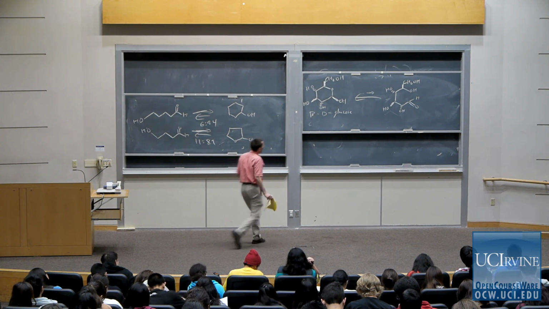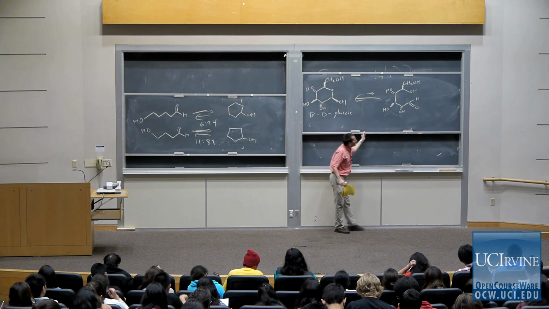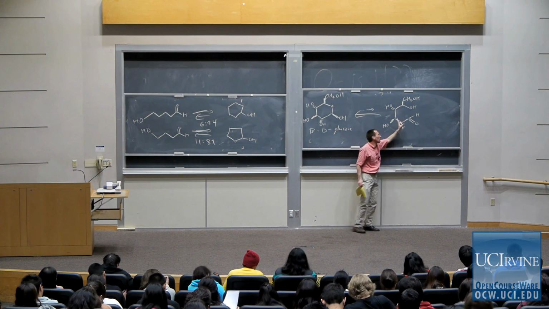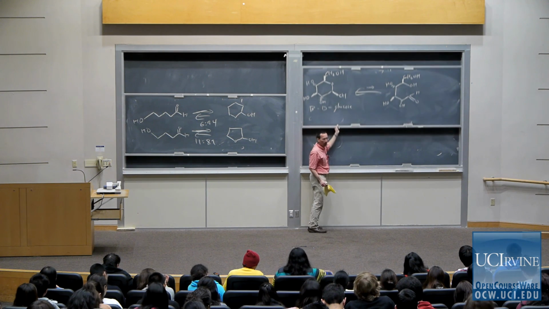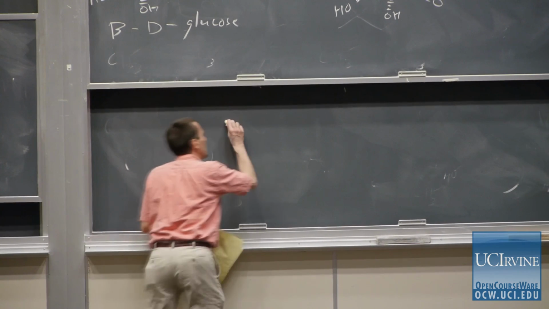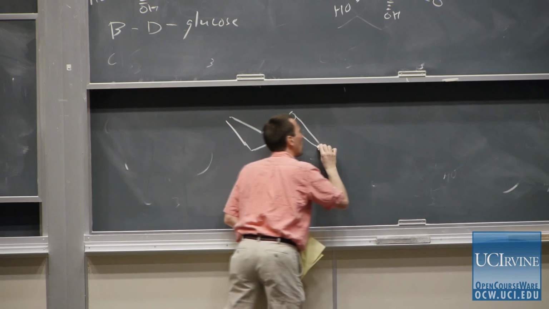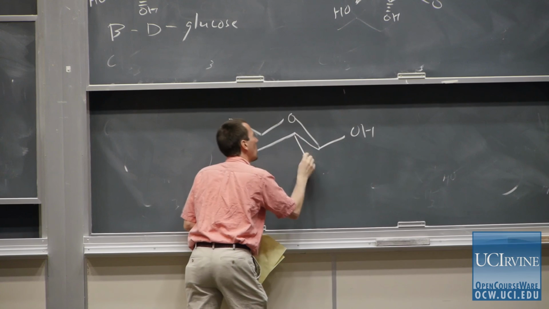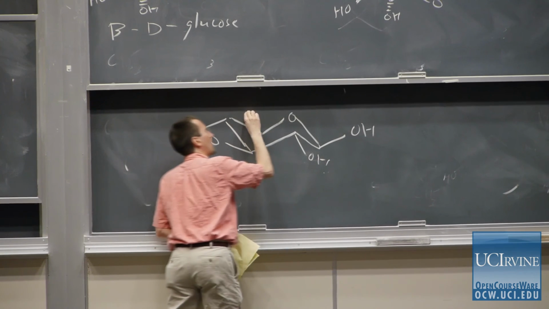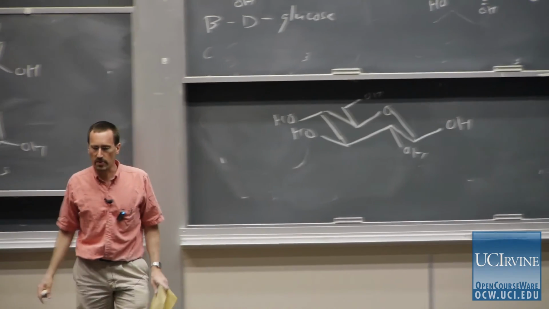In this case, there are a couple of reasons why this equilibrium is further toward the cyclic form. One of them is conformational. The hydroxys just perfectly organize the molecule to form a nice stable chair cyclohexane. You'll often see beta-D-glucose written in its chair conformation like so. And all of the hydroxy groups are equatorial on this ring. All of the hydroxy groups are equatorial.